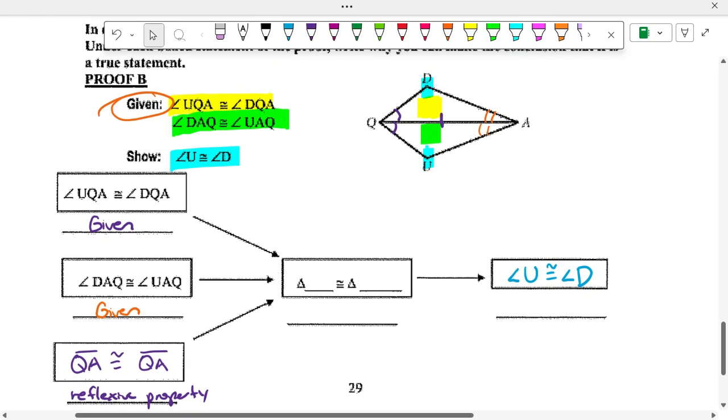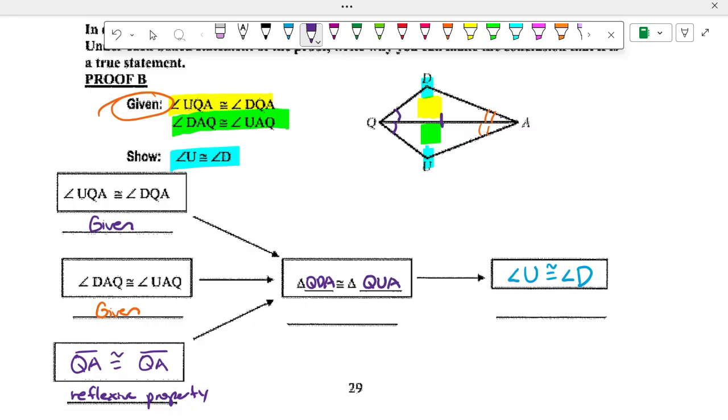So we can now say that QDA is congruent to QUA. And based off of what I marked up top, what postulate? ASA or AAS? Is the side between the 2 angles, or angle side angle? In other words, the side is between the 2 congruent angles.